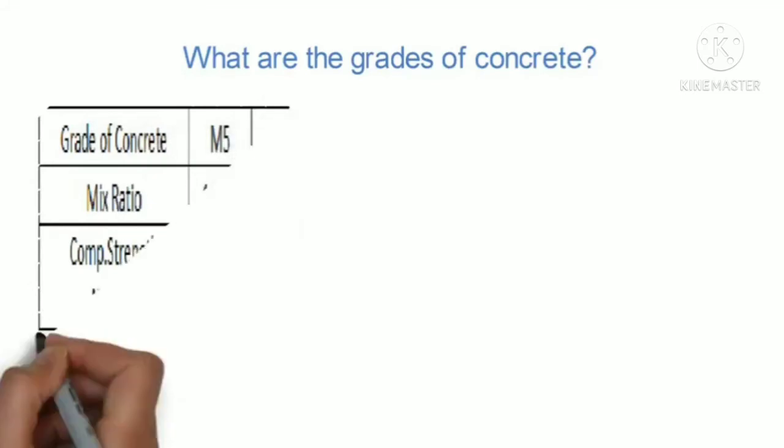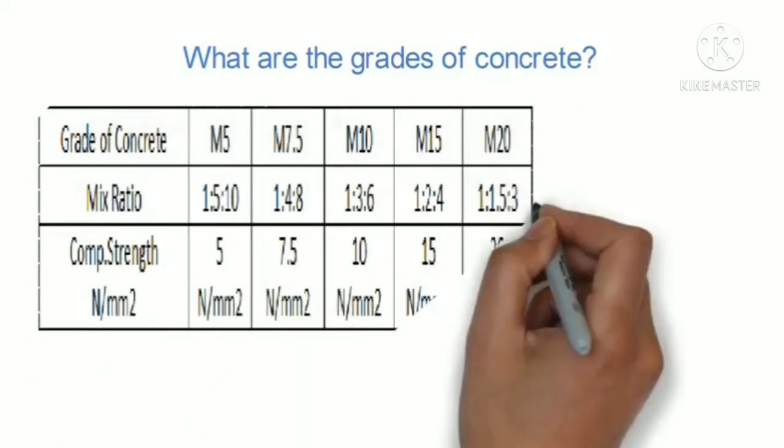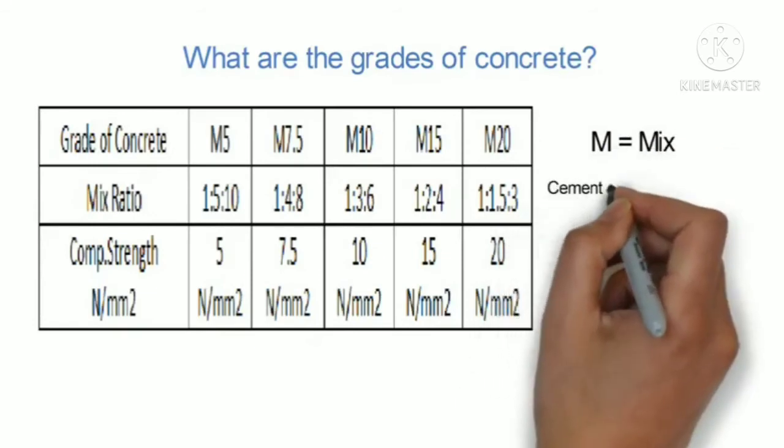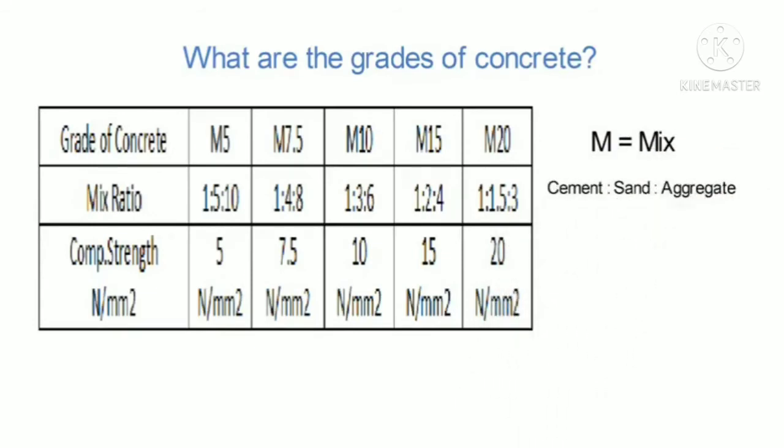What are the grades of concrete? Here you can see the grades of concrete, their mix ratios and their compressive strength. Here the meaning of M is mix. Mix is the proportion of cement, sand and aggregate in the concrete. Up to M20 grade, the mix is a nominal mix. From M25, a standard mix is used.